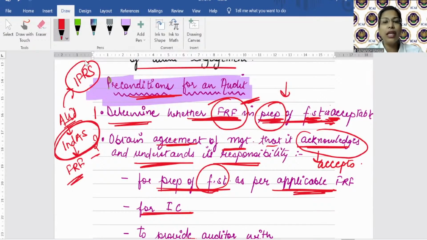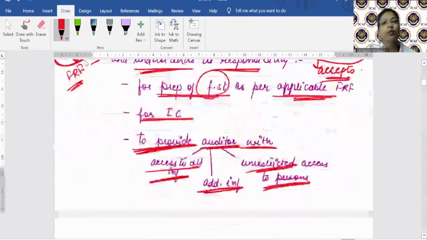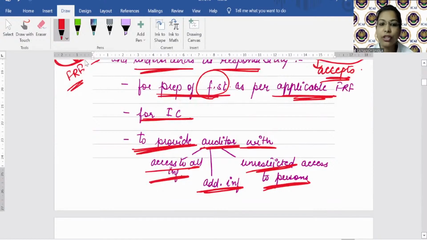agree to the terms of the audit engagement, before that you will see whether the FRF that has been followed is acceptable. Secondly, obtain an agreement of the management that it acknowledges, here meaning the management acknowledges, means accepts, and understands its responsibility for preparation of the financial statement as per the applicable FRF, for implementation of internal control, and to provide the auditor with access to all the information, additional information and unrestricted access to the persons within the entity. Is it clear?